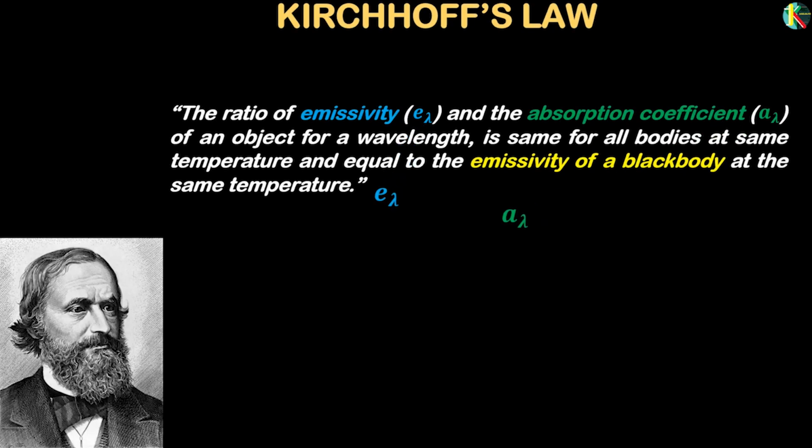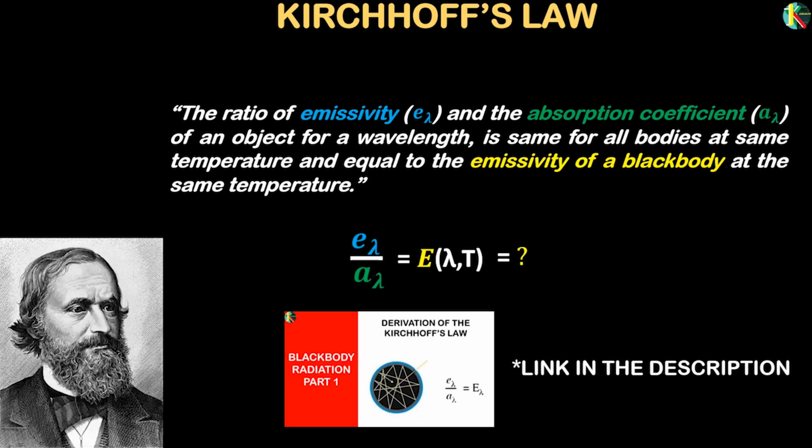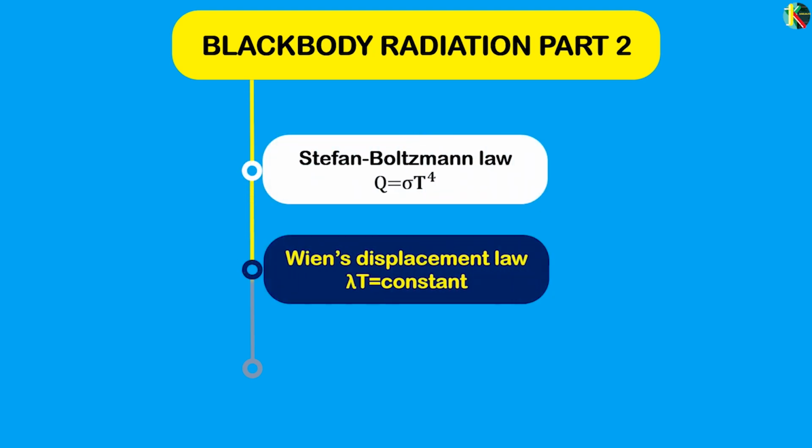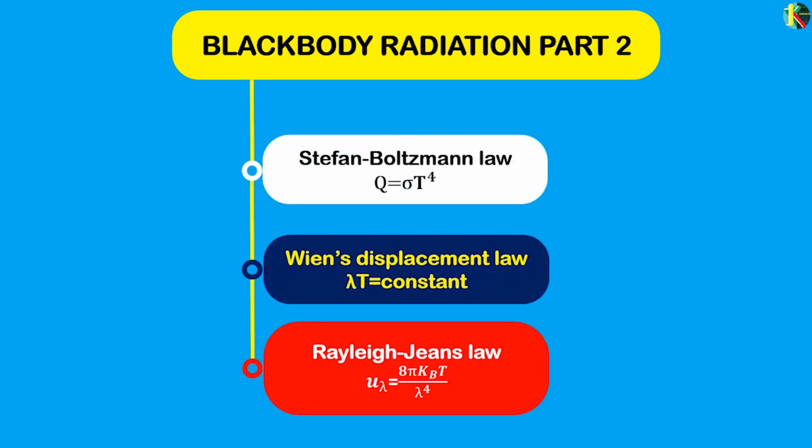Kirchhoff's law gives a fairly qualitative idea about the blackbody radiation and its consequences, but it failed to explain the dependence of the radiative power on wavelength and temperature. We have discussed the derivation of Kirchhoff's law and its importance in the previous video. In this video, we are going to discuss the Stefan-Boltzmann law, Wien's displacement law, and the Rayleigh-Jeans law. So without any further delay, let's get started.